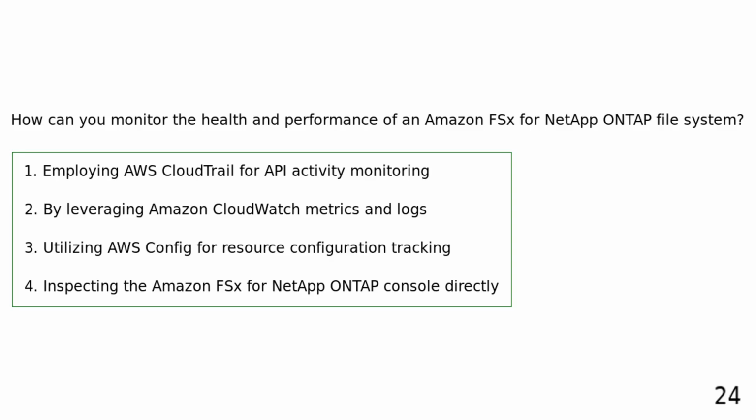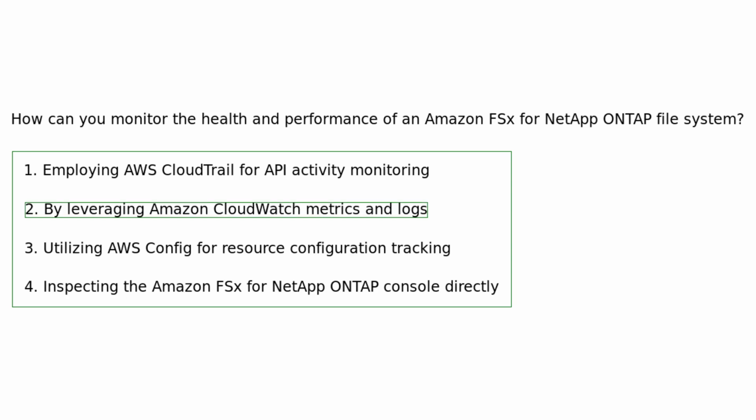How can you monitor the health and performance of an Amazon FSx for NetApp ONTAP file system? Employing AWS CloudTrail for API activity monitoring. By leveraging Amazon CloudWatch metrics and logs. Utilizing AWS Config for resource configuration tracking. Inspecting the Amazon FSx for NetApp ONTAP console directly. Amazon CloudWatch provides comprehensive monitoring capabilities for Amazon FSx for NetApp ONTAP, allowing users to track metrics like IOPS, throughput, and latency for performance analysis.